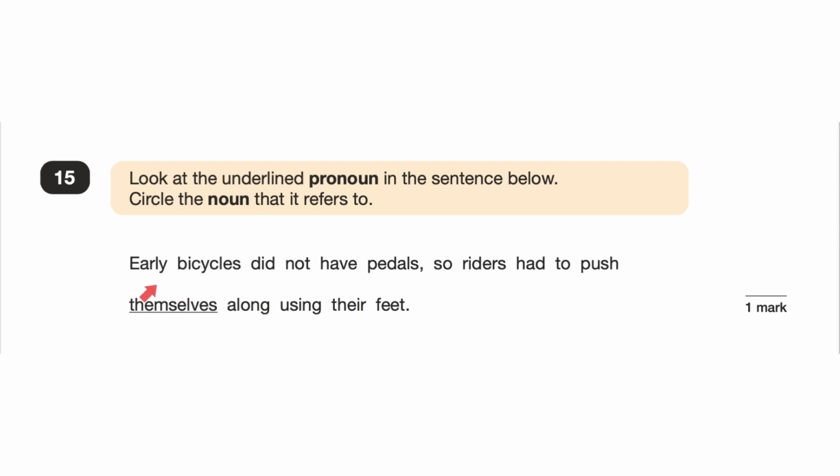Okay? Early bicycles did not have pedals, so riders had to push themselves along using their feet. So the themselves is the riders, and that should make sense. And again, out of all these words in the sentence, themselves is referring to a human in this instance. So the only word is going to be riders. And again, we want to do the instruction that the paper has given us, circle the noun. So we're going to do that very, very clearly. We're going to circle the noun. That would have got us the mark, 1 mark, and we move on to the next question.